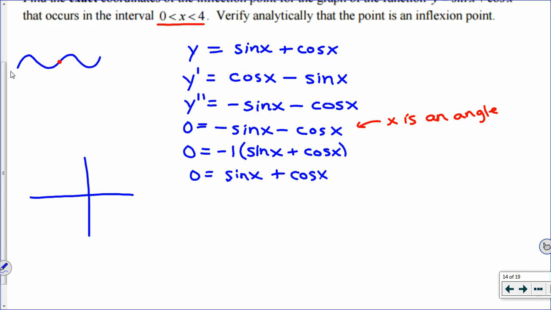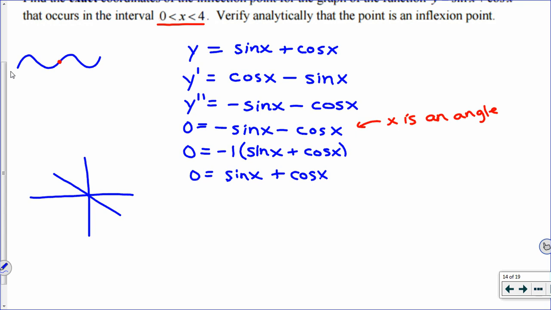So I'm thinking this quadrant, where sine is positive and cosine is negative, and this quadrant, where cosine is positive and sine is negative. And moreover, specifically, I know it's got to be a 45-degree angle because that's where the sine and cosine have the same value. In a 45-degree angle, the sine is root 2 over 2, and the cosine is root 2 over 2.